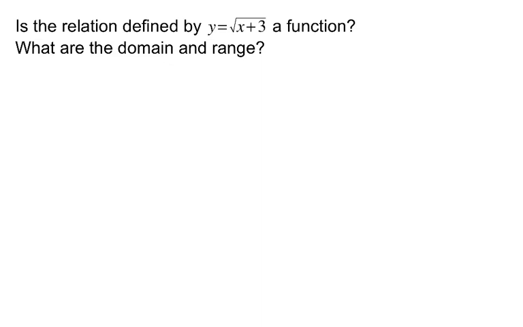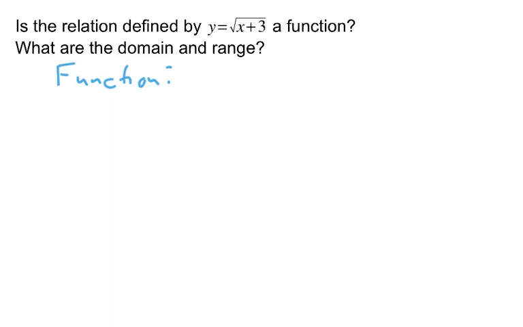Is the relation defined by y equals the principal square root of x plus 3 a function? And what are the domain and range? So let's deal with the question of, is it a function, first of all? The question you want to ask yourself for a function again is this. Each time you pick a value for x, the first coordinate, do you always just get one value for y? Or is there a way to get more than one?